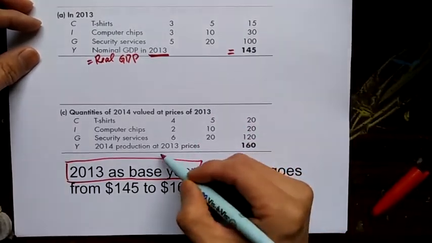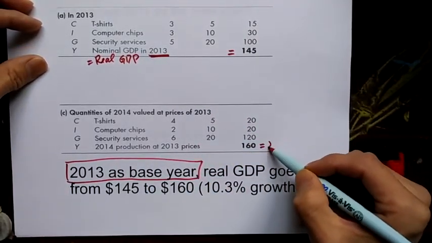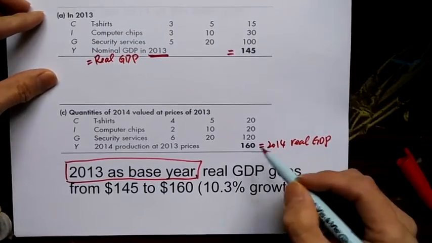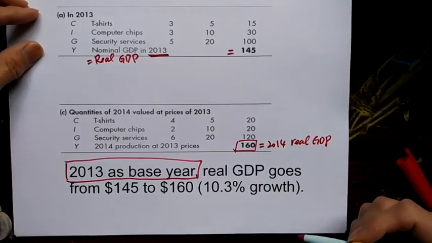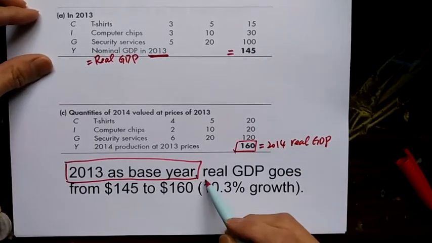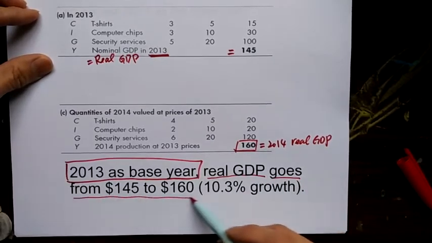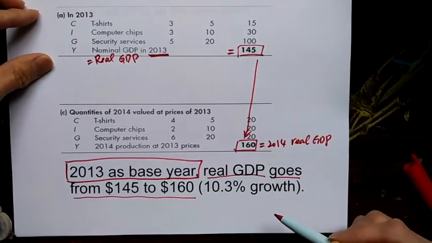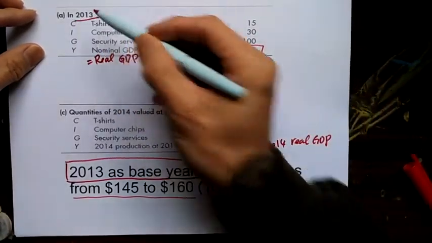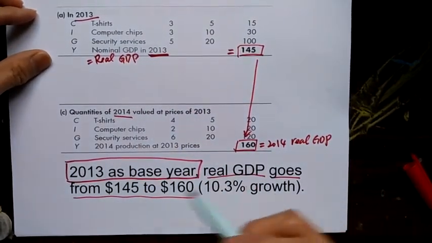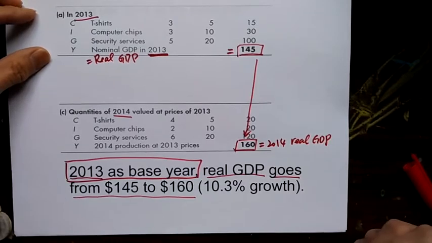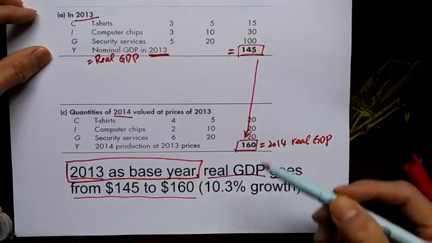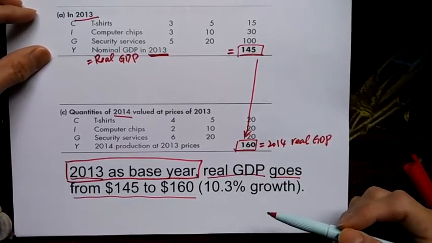And 2014 real GDP is $160. Therefore, real GDP goes from $145 to $160 from 2013 to 2014 if we use 2013 as the base year. Then what is the growth rate of real GDP? That is, what is the growth rate of the production of this economy?